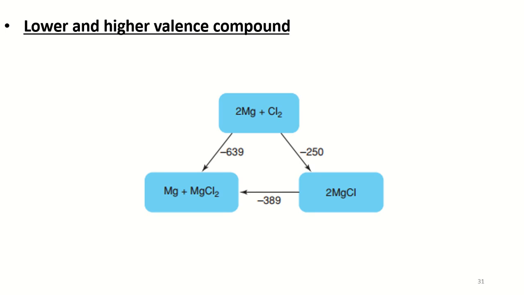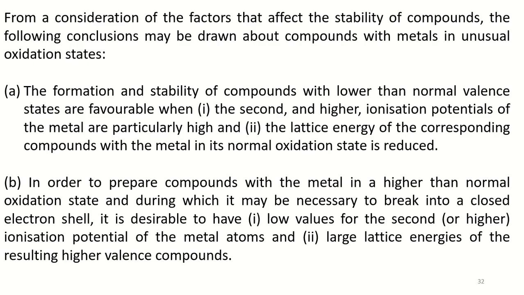This is actually an example of this stability. In any attempt to synthesize MgCl, attention should be directed towards keeping the reaction temperature low or isolating the MgCl product in order to prevent it from reacting further or disproportionating. Similar trends are observed for other hypothetical compounds such as ZnCl, Zn2O, AlCl, and AlCl2. From the consideration of factors that affect the stability of compounds, the following conclusions may be drawn.